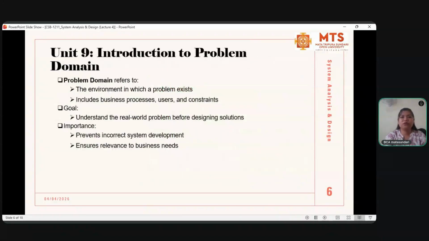So, introducing the problem domain. Going to the next unit, number 9, introduction to problem domain. Problem domain refers to the environment in which a problem exists.